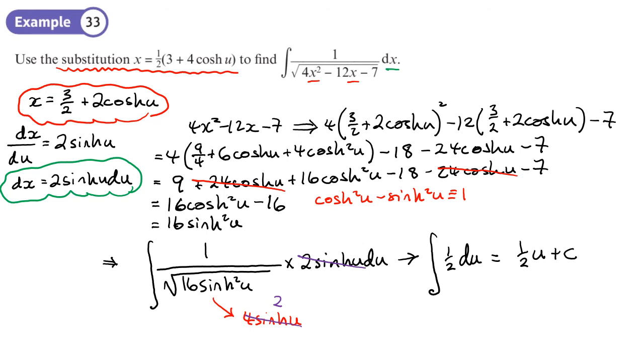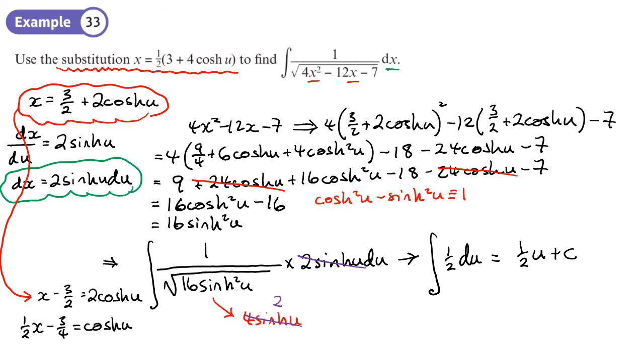And to do that, we're going to take our initial substitution, which was this. And what we're going to do is rearrange it to make u the subject. So I've got (x minus 3) over 2 equals 2 cosh u. Then I can divide both sides by 2, so I'll have a half (x minus 3) over 2 equals cosh u.